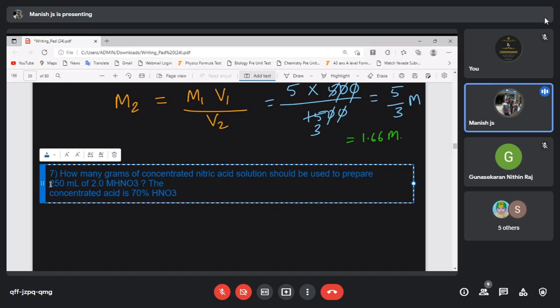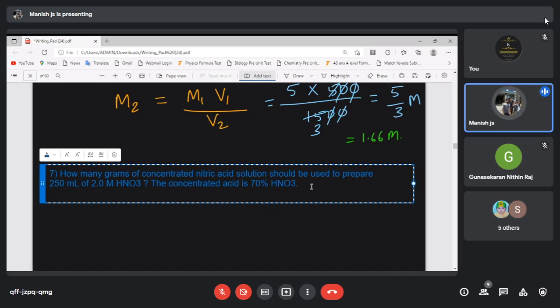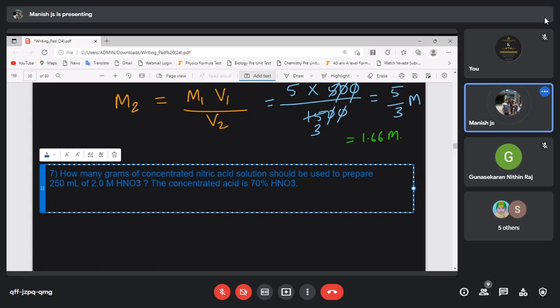Question is, how many grams of concentrated nitric acid solution should be used to prepare 250 ml of 2 molar HNO3? HNO3 is nitric acid. The concentration of the acid is 70%, that is 30% is water, that is the meaning. So you have to find how many grams of the concentrated nitric acid solution is to be used. You should find out the mass. Clear? So let us look at it.